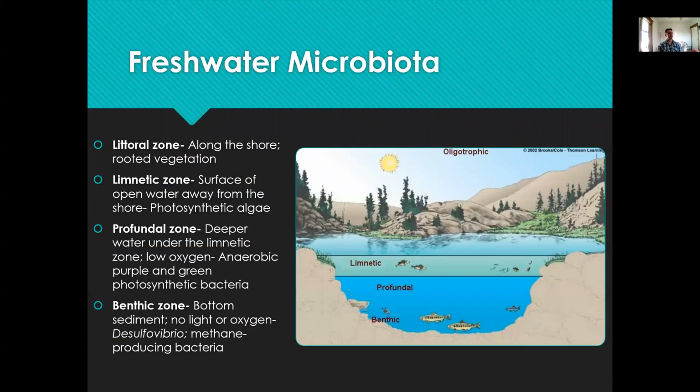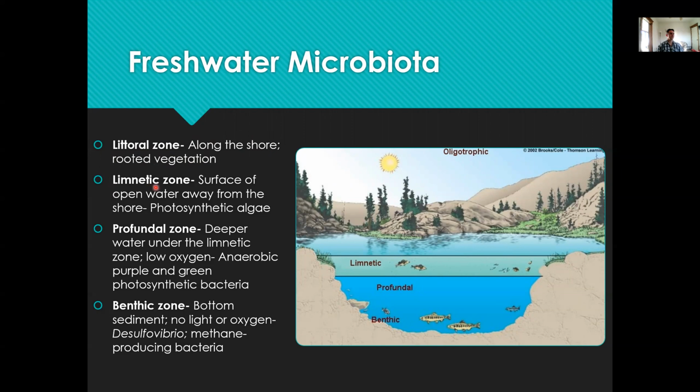Okay, so moving on, we're going to look here at the different habitats and how they determine which microbes can live where. So first, you should be aware of your littoral zone. Your littoral zone is essentially along the shore, as the notes state, and you will find rooted vegetation here.